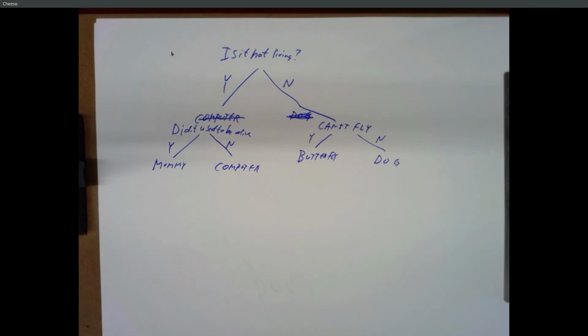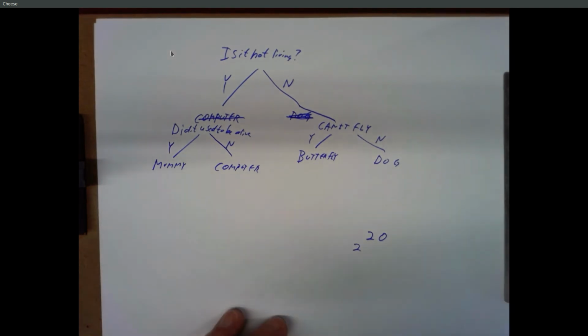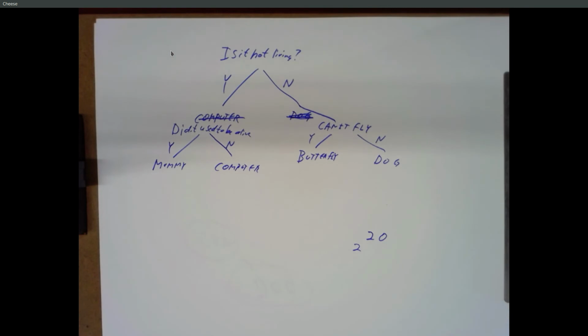And so if you're actually playing 20 questions, how many different things can you differentiate theoretically? 2 to the 20th. How big is that? Yeah, that's 1,048,576. Cool. So over 1,000,000 different things that you can differentiate by asking 20 questions, which is pretty cool.